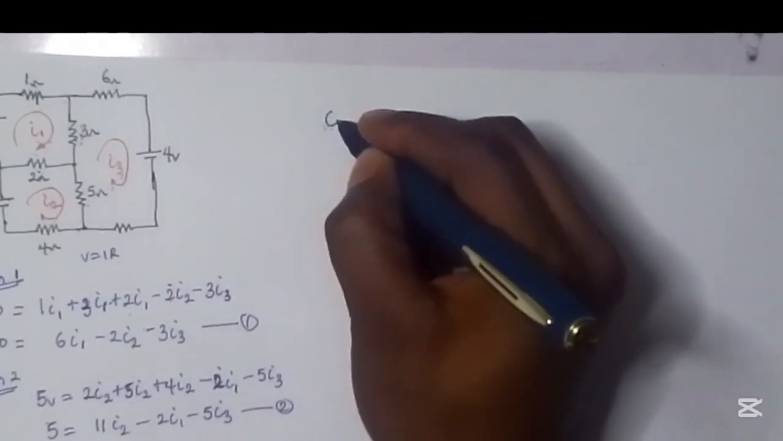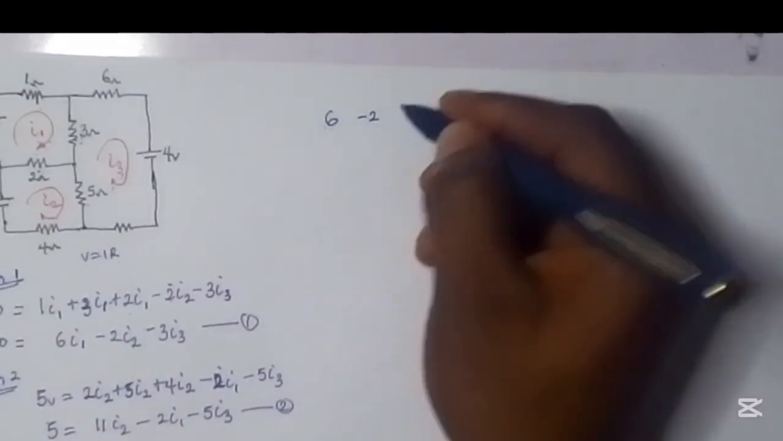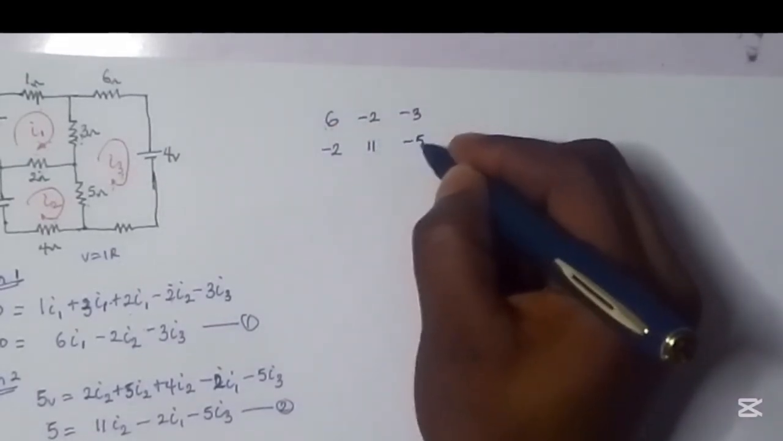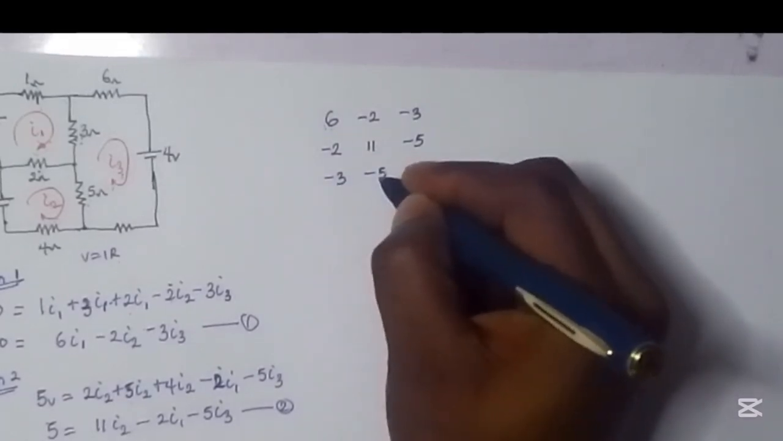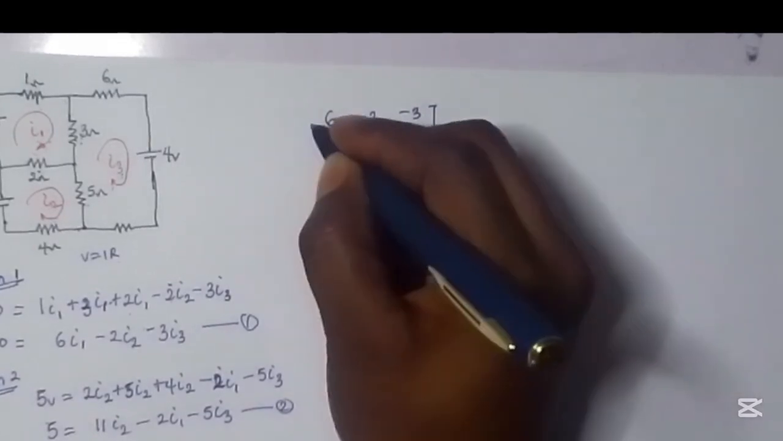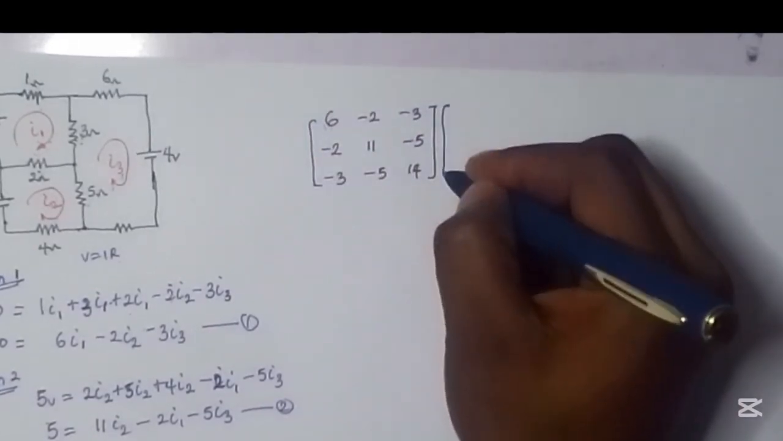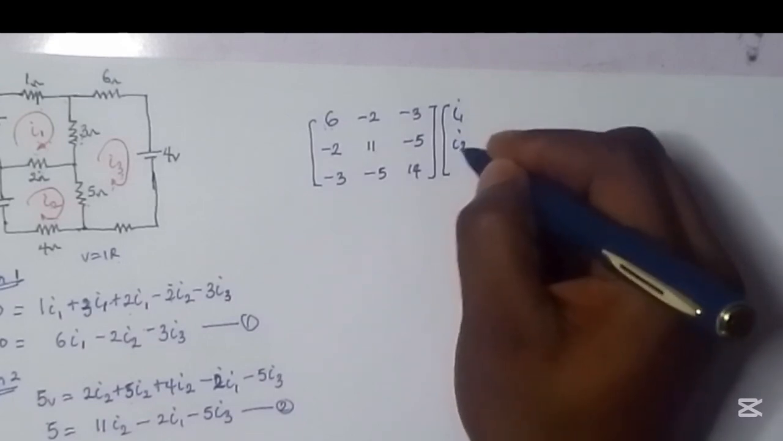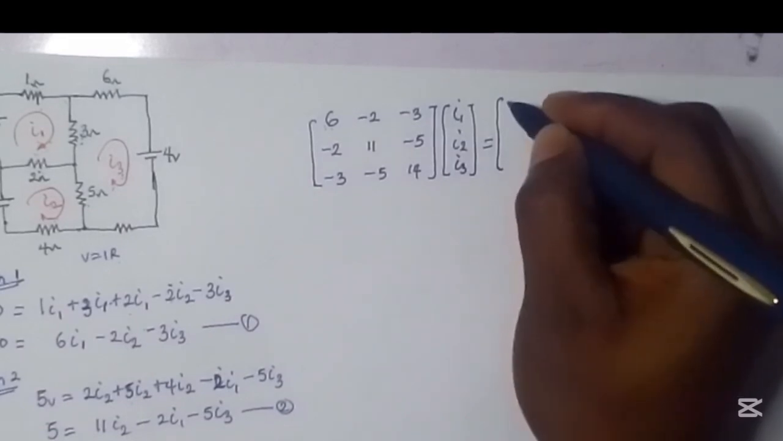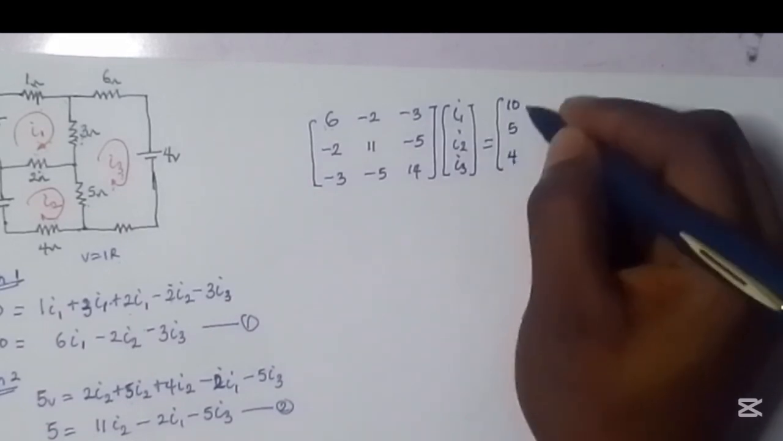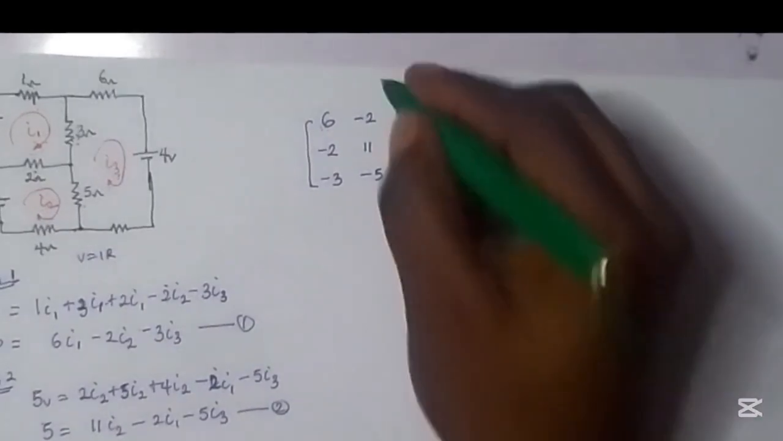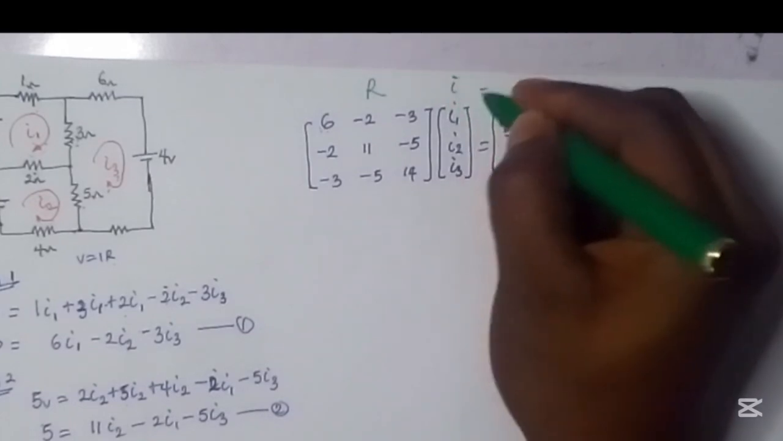This will give us 6, minus 2, minus 3; minus 2, 11, minus 5; minus 3, minus 5, 14. Of course, we're going to bring out our I1, I2, I3, which is now equal to the value of our voltage. And very quickly you can see we just came out with our equations here, isn't it? So these are our resistances and this is our current, which is equal to our voltage.